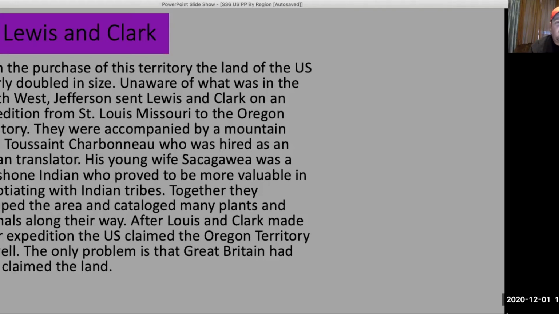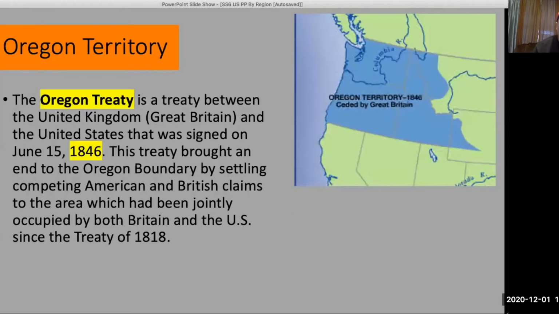After Lewis and Clark made their expedition, the U.S. claimed the Oregon Territory as well. The only problem is that Great Britain had also claimed this land. Okay, so this is the Oregon Territory. It's basically Oregon, Washington, Idaho, and this was in 1846. We began to have a little bit of this issue with Great Britain, and the US said, we own it, and Great Britain said the same. So we came up with the Oregon Treaty.